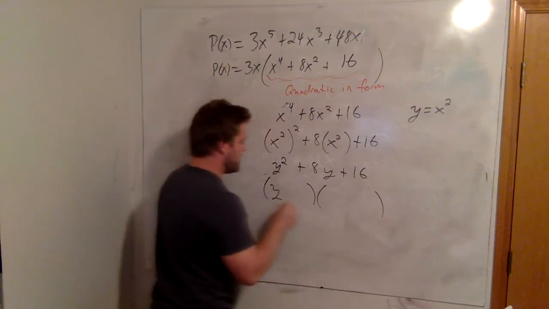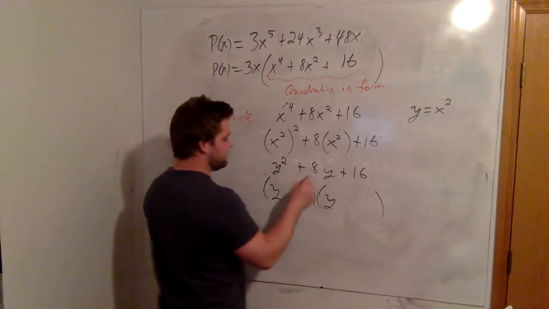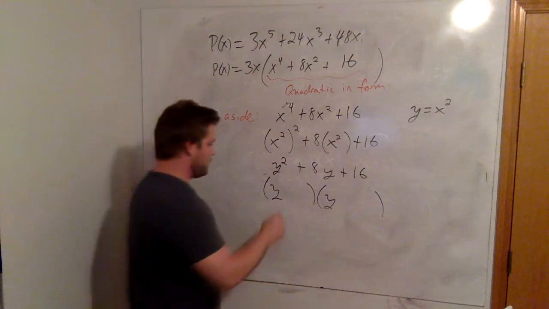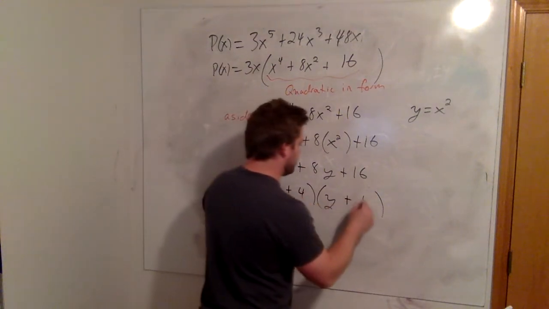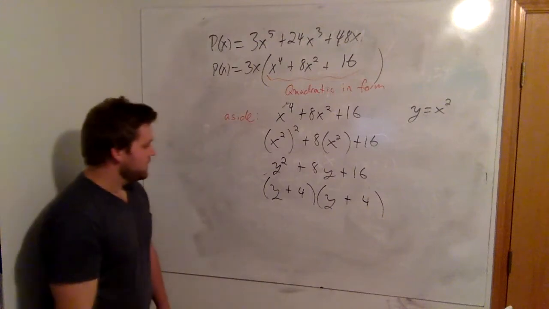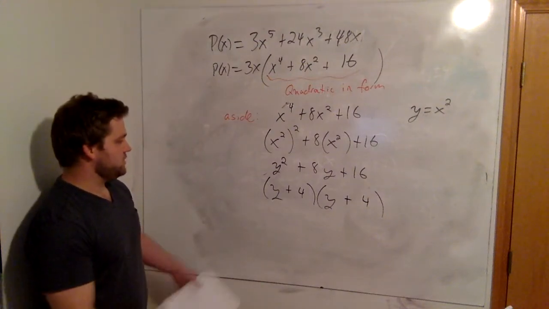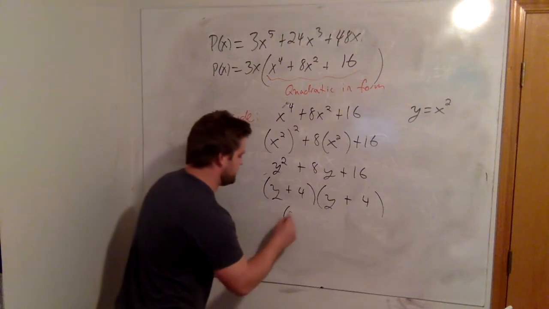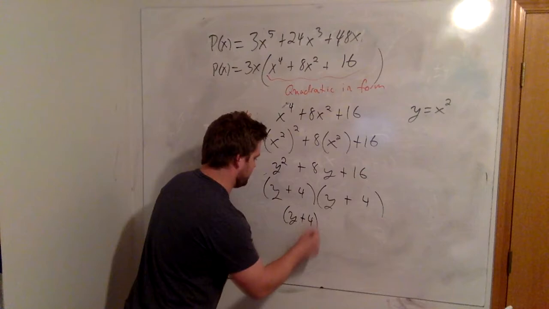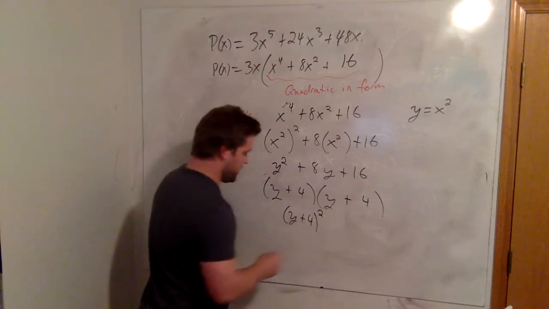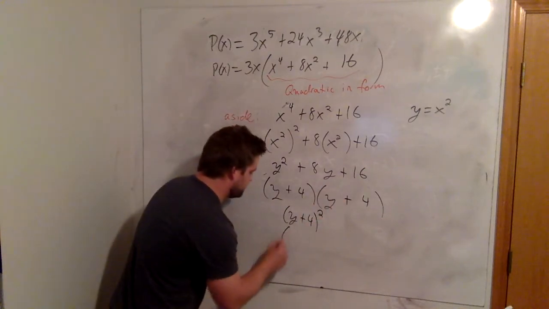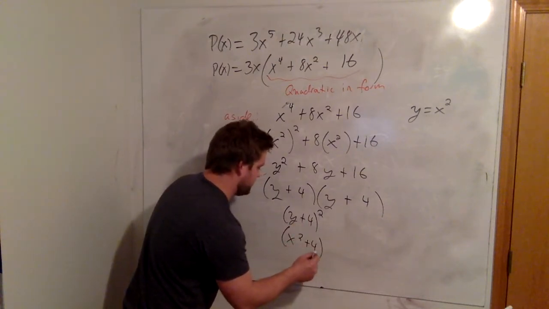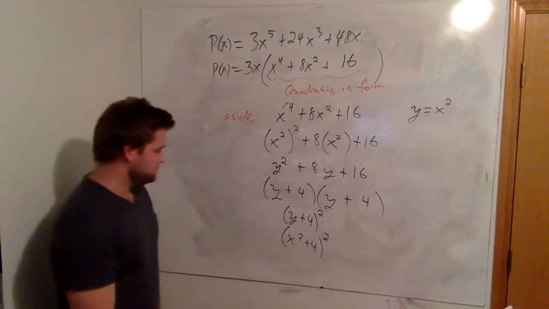Okay, so I'm going to get a y and a y. I need factors of 16 that add to 8, so 4. 4 times 4 equals 16, and they add to 8. And I think we're pretty much done here. Well, not quite done. y plus 4 quantity squared. So this is the same thing as x squared plus 4, quantity squared.